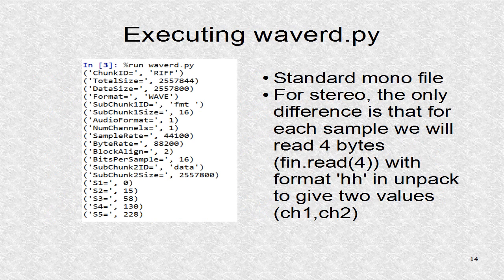14. This is the output of the wavered.py file. It reads the header and all values are consistent with the mono signal. It also reads the first 5 samples. If we were to read the stereo file, each sample would correspond to 4 bytes, 2 bytes for the left and 2 bytes for the right channel. Now the correct formatting flag is HH to indicate 2 separate 2-byte signed numbers.